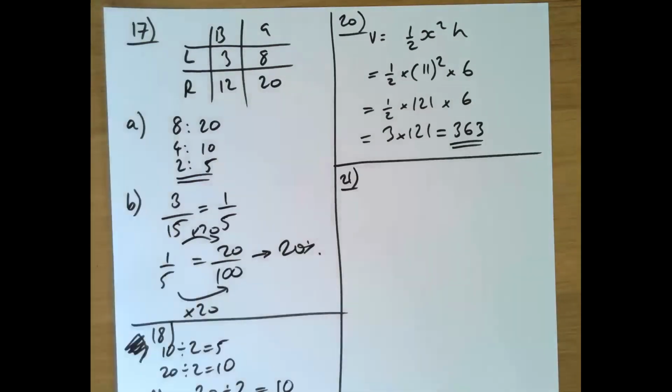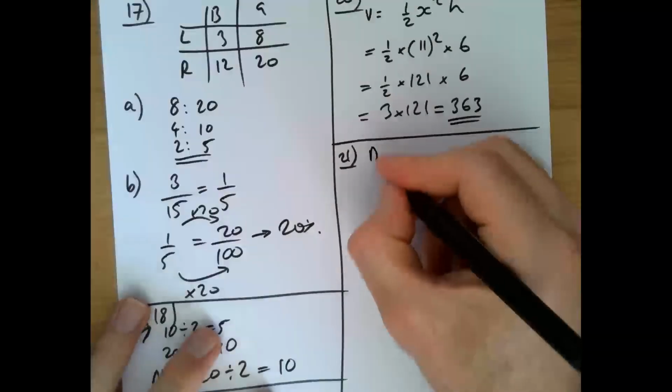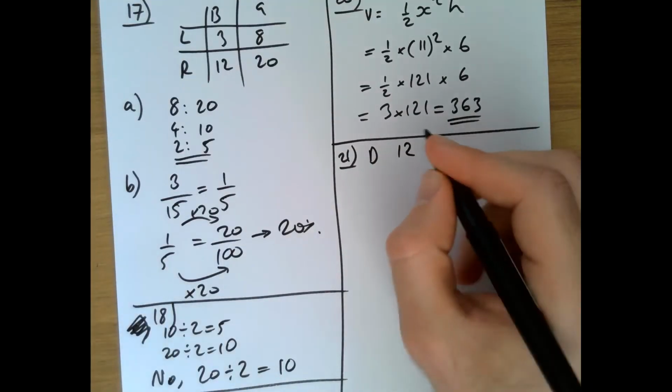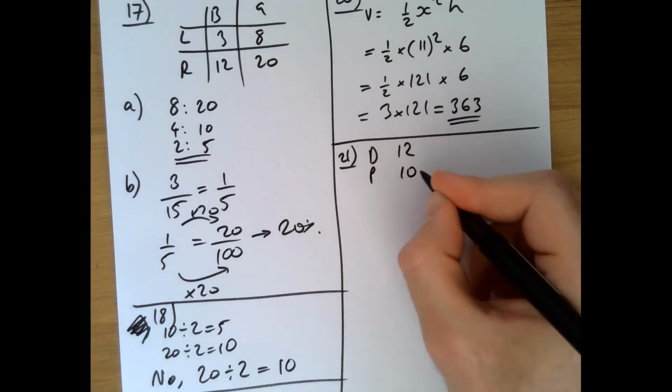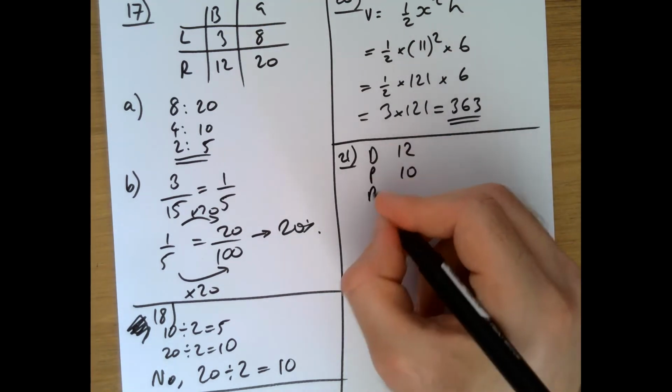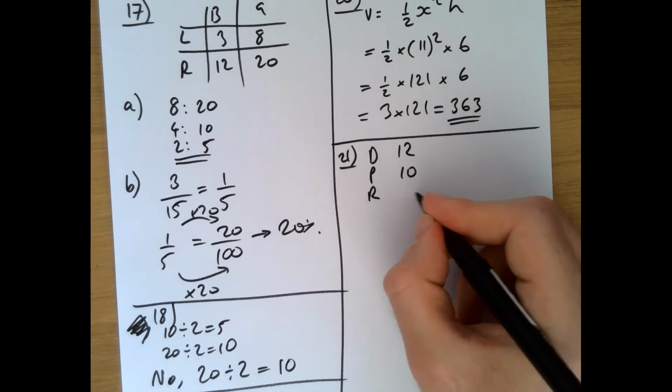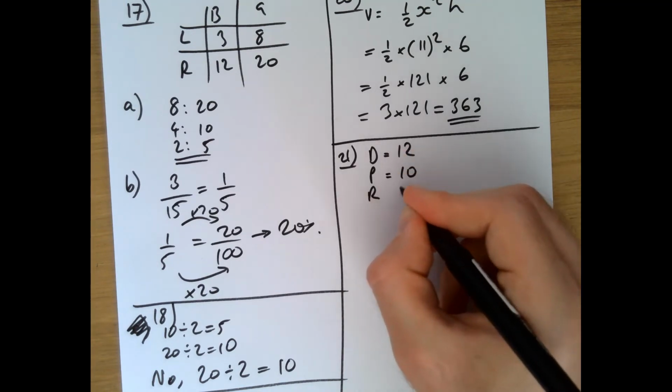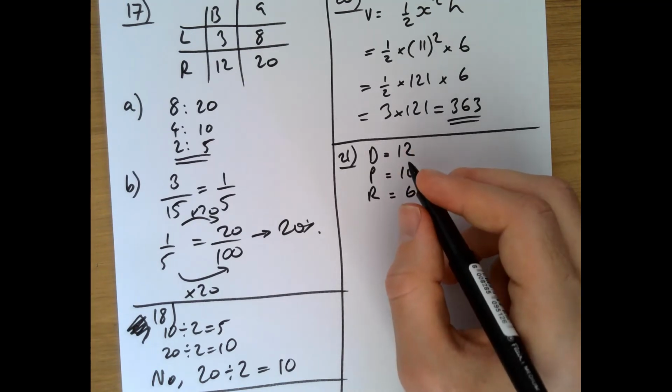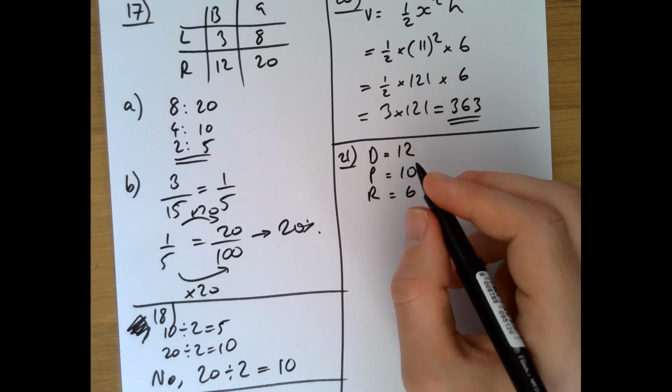21. Diaries are sold in boxes. So diaries in boxes of 12. Pencils are in boxes of 10. Rulers are sold in boxes of 6. Okay, right, fine. Teacher wants to buy the same number of diaries, pencils and rulers. Work out the smallest number they could buy.